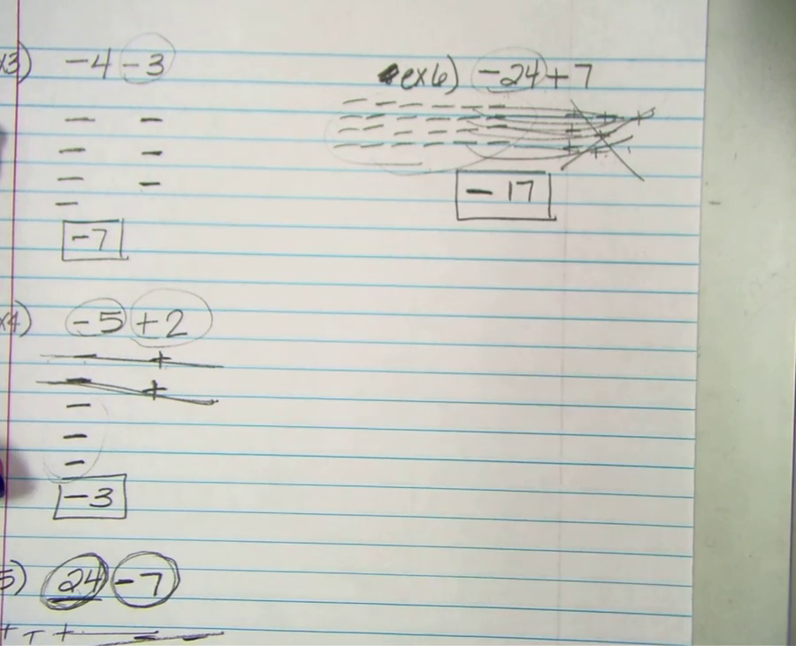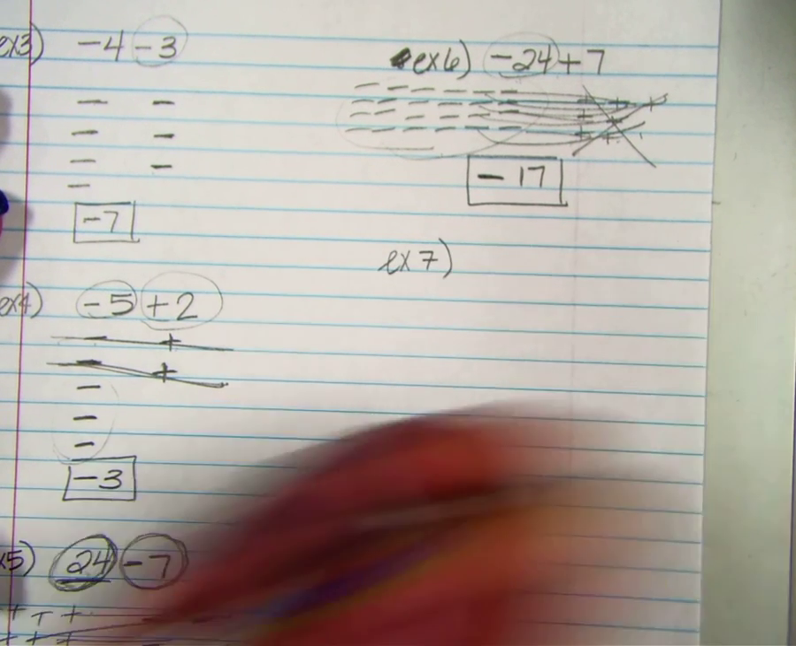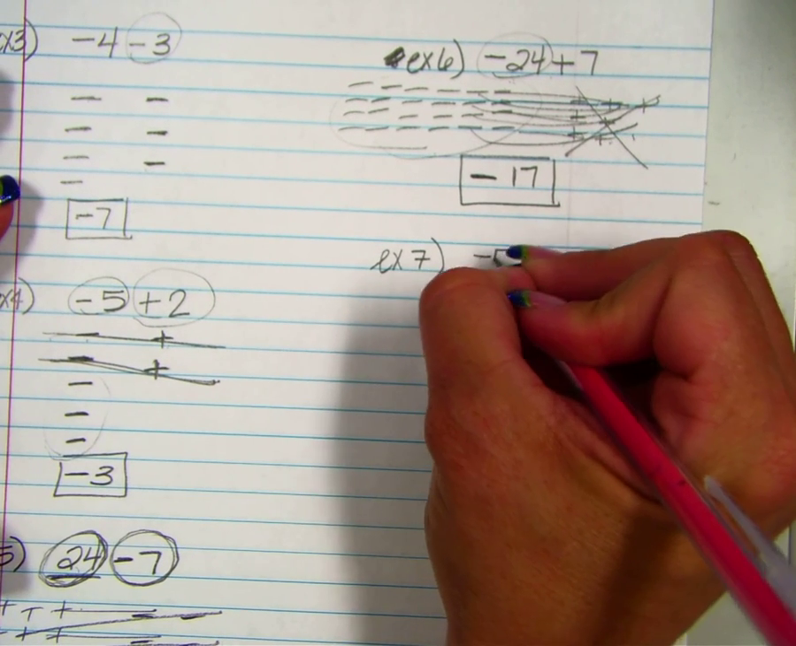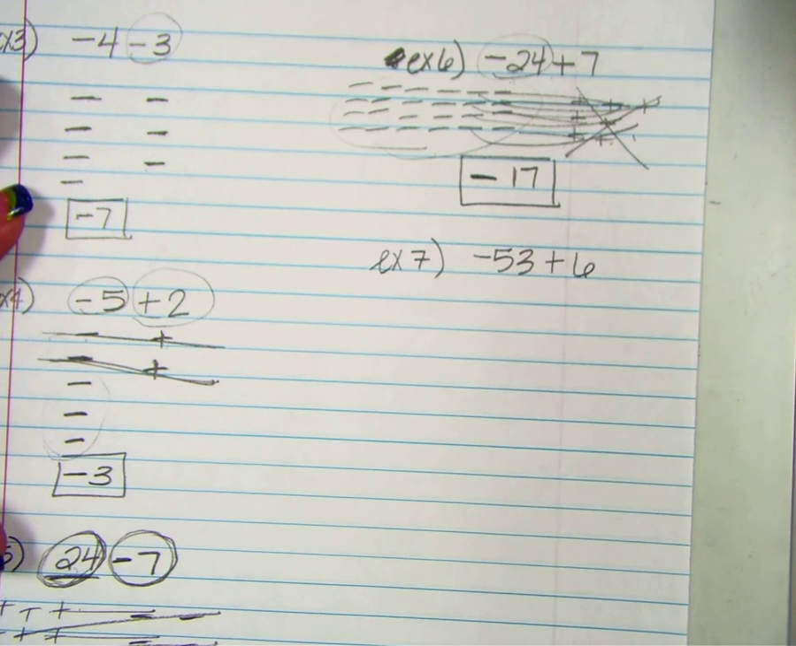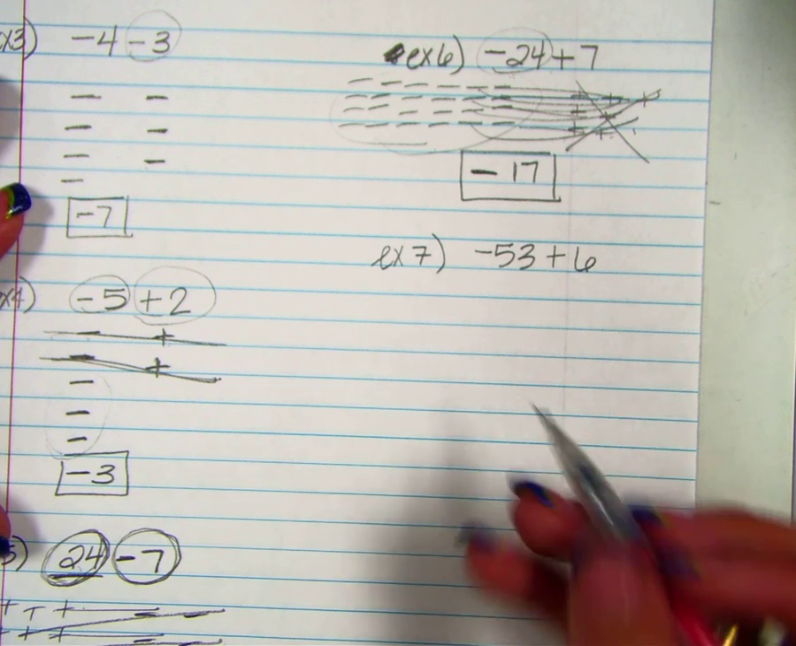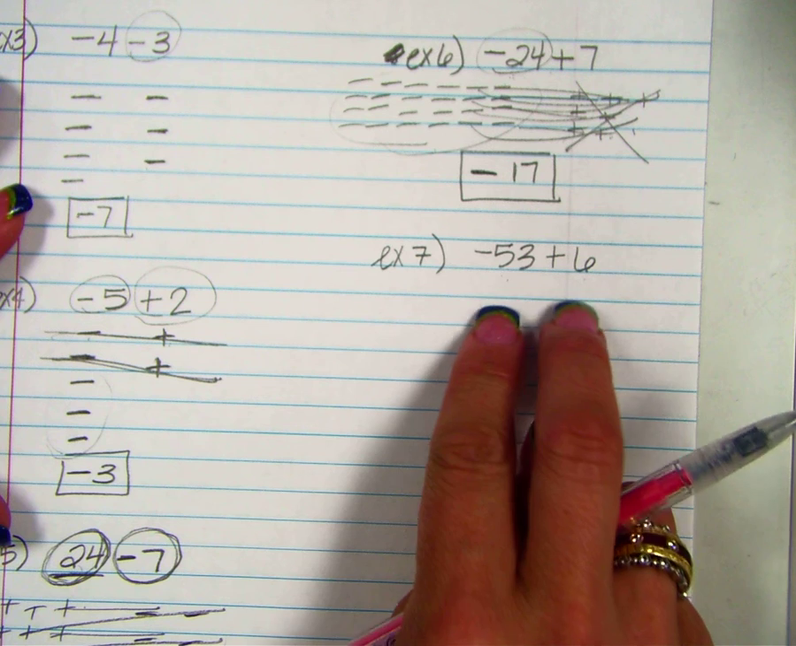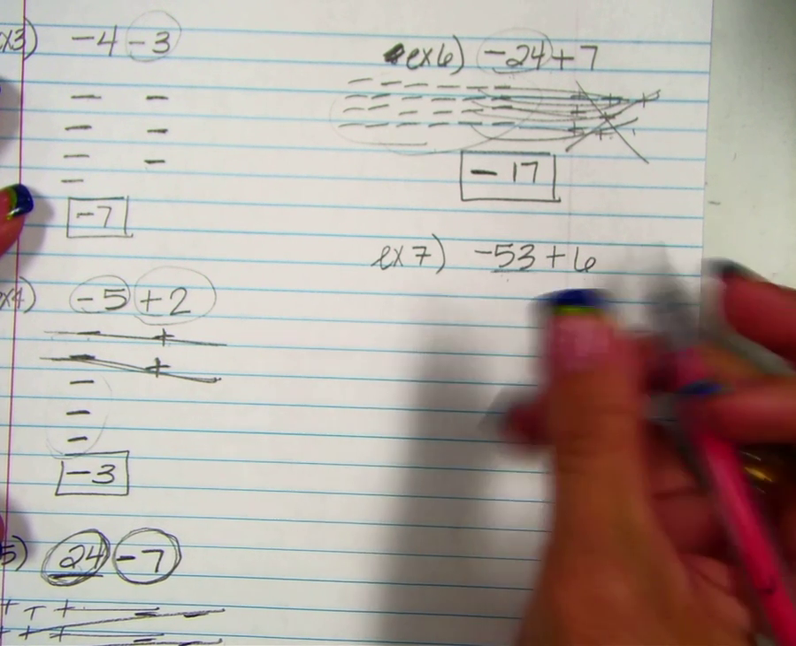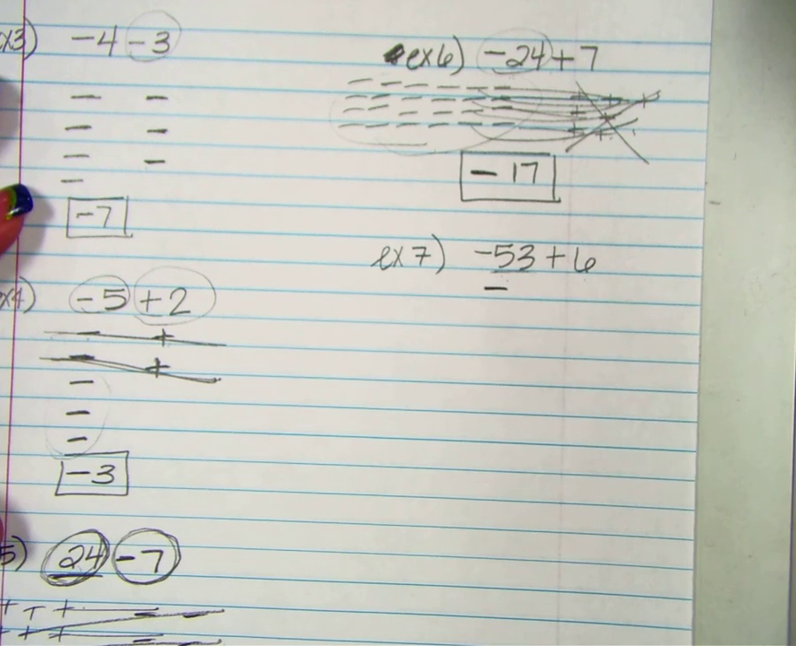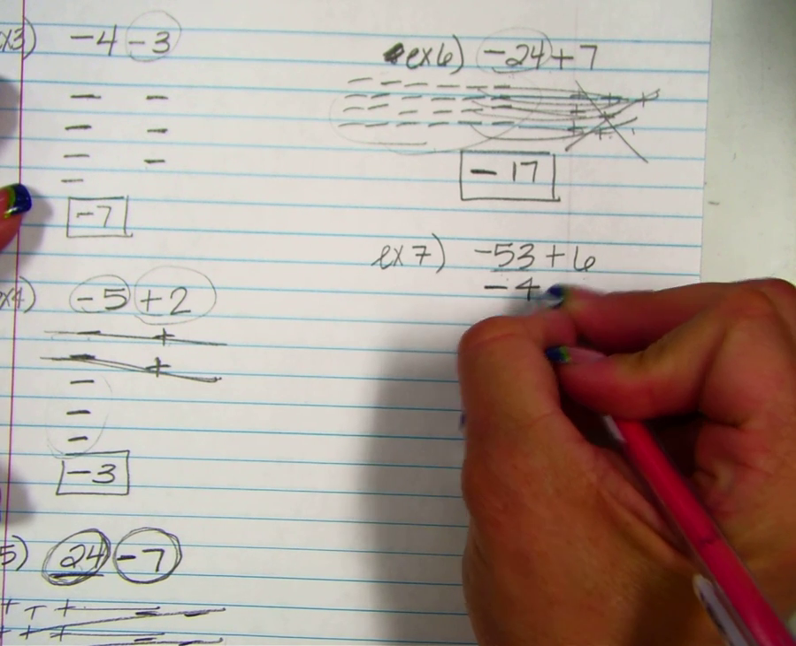So I'd like you to try one. We're going to try example 7, and the number is negative 53 plus a positive 6. So if you think about it, without drawing out negative 53 pieces and positive 6 pieces, which one has more? Are there more negatives or are there more positives? Well, there's more negatives, so we know our answer is going to be a negative. And because they're different, we know we're subtracting. So 53 minus 6 ends up giving you 47. And so you have negative 47.